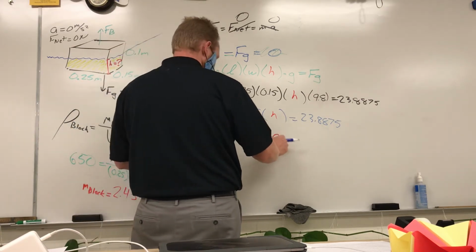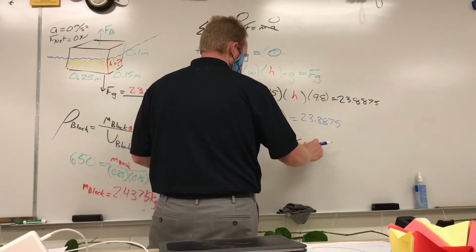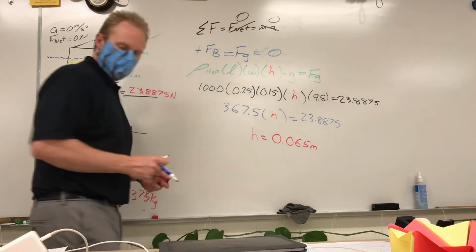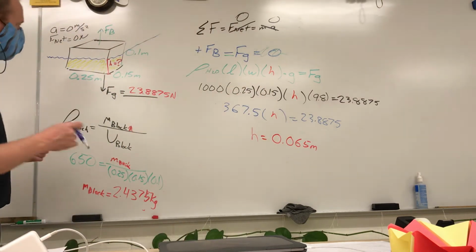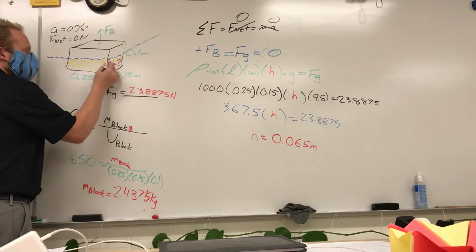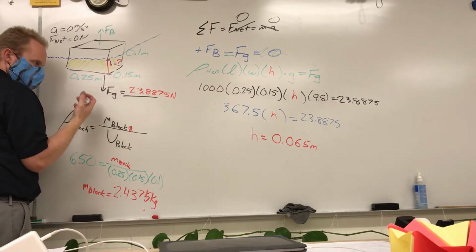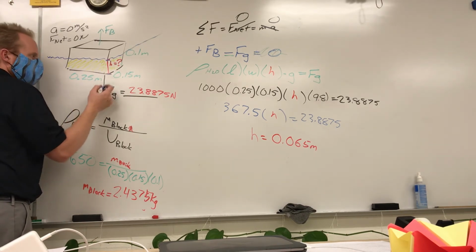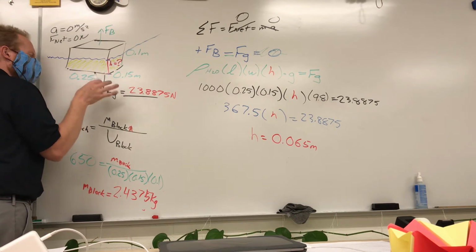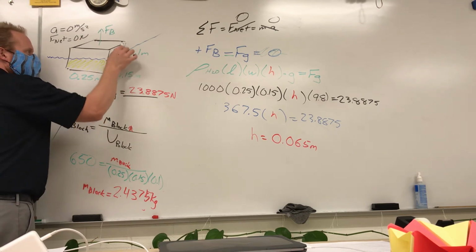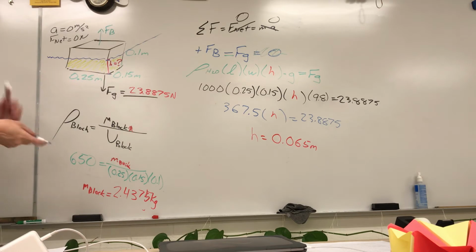And my h is 0.065 meters. So what that means is from here to here is 0.065. Just to do a quick check, it needs to be less than 0.1, right? It's only 0.1 high, so it has to be somewhere between 0 and 0.1. And it is. That's on that calculator.